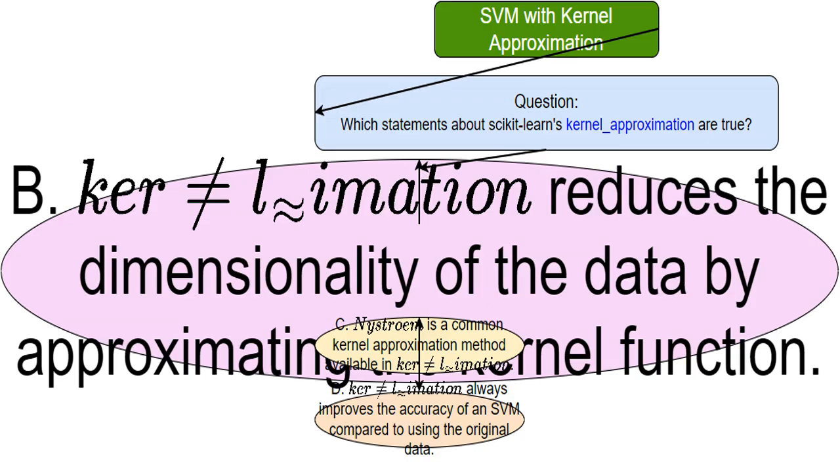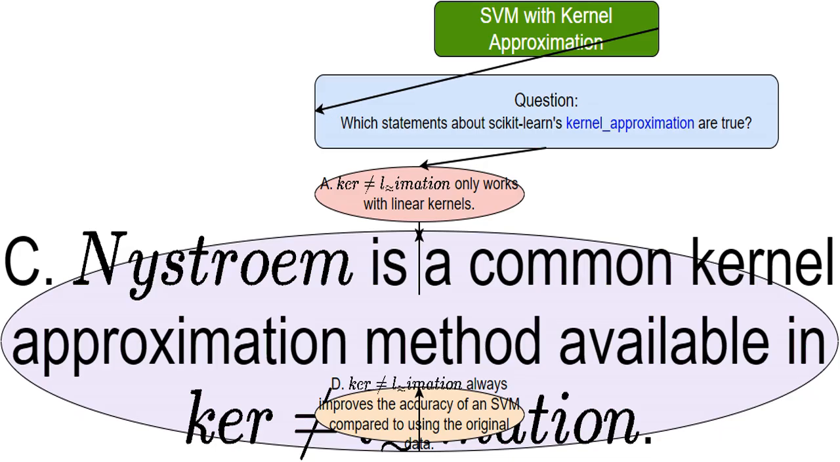Kernel approximation doesn't directly change the number of features in your data, but it cleverly approximates the complex calculations needed for SVMs, making it act like it's working with lower dimensional data and speeding things up considerably. It's a bit like summarizing a long story. You lose some detail, but you get the main points much faster. This one is also correct.